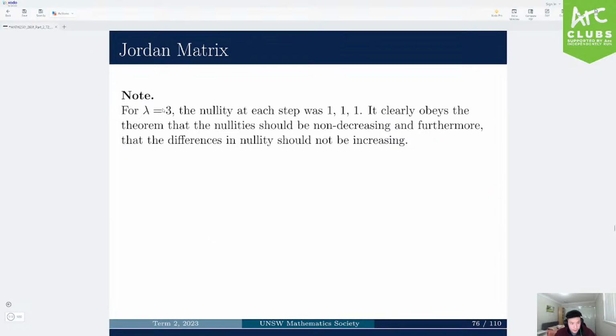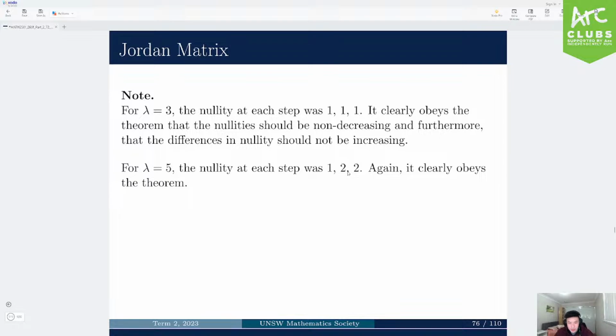So for λ is 3, the nullity at each step was 1, 1, 1. And notice that clearly obeys the theorem that the nullity should be non-decreasing and that the differences should be non-increasing. And same thing for λ is 5. We had 1 then 2. Again, these nullities are non-decreasing and the differences are non-increasing.